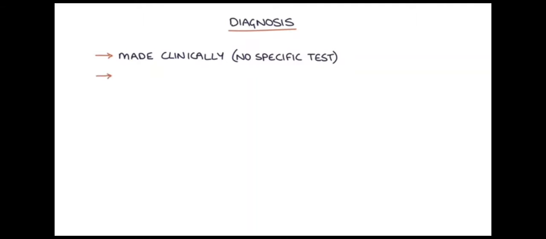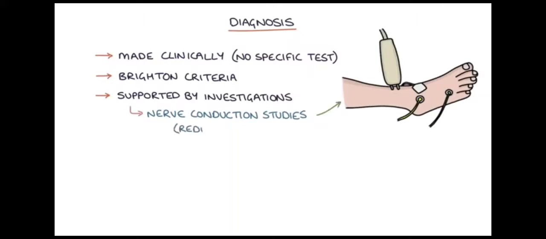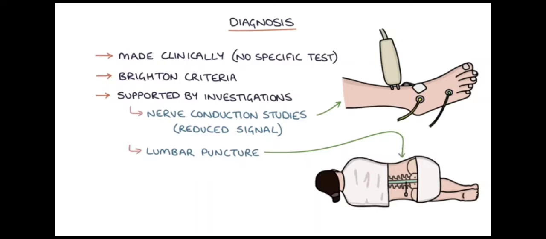How do you make a diagnosis? Well, a diagnosis of Guillain-Barre syndrome is made clinically. There's no specific test that confirms the definitive diagnosis. There's some criteria called the Brighton criteria that can be used for a diagnosis, and it can be supported by investigations such as nerve conduction studies, which show reduced signal throughout the nerves, and lumbar puncture to test for the CSF. And in your exams, the CSF of somebody with Guillain-Barre may have raised protein with a normal cell count and normal glucose.